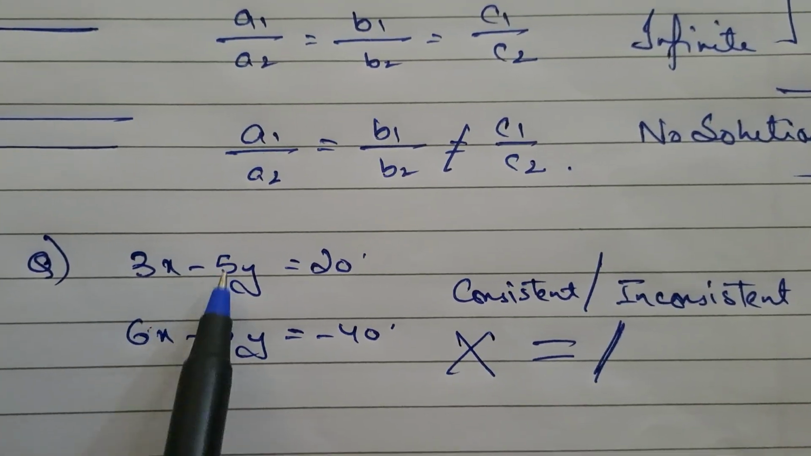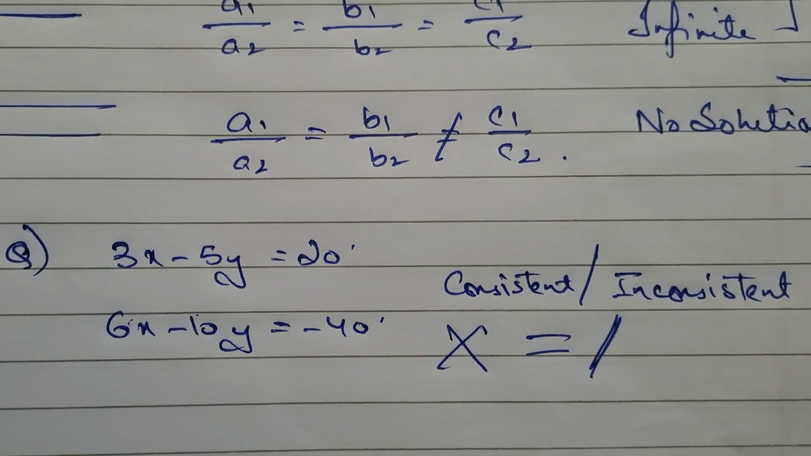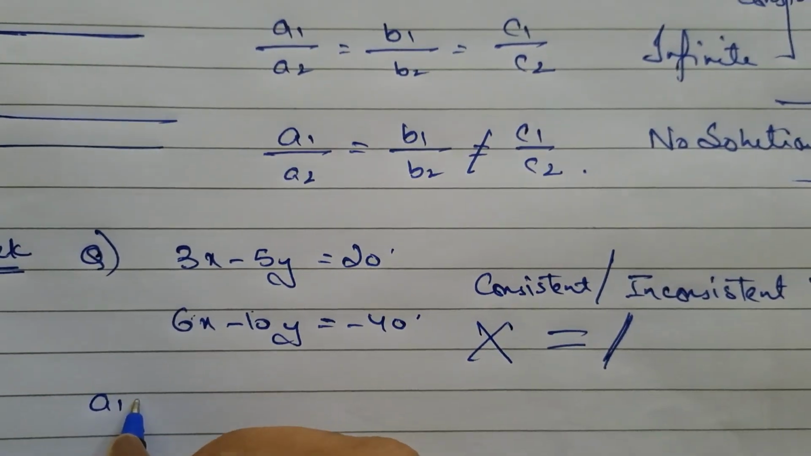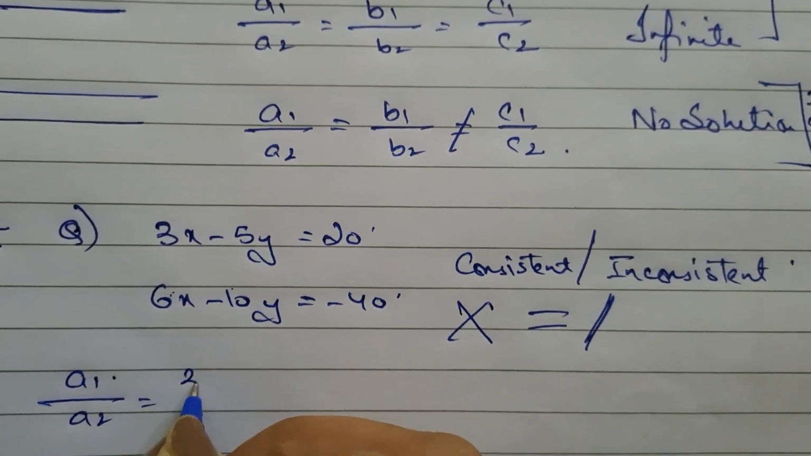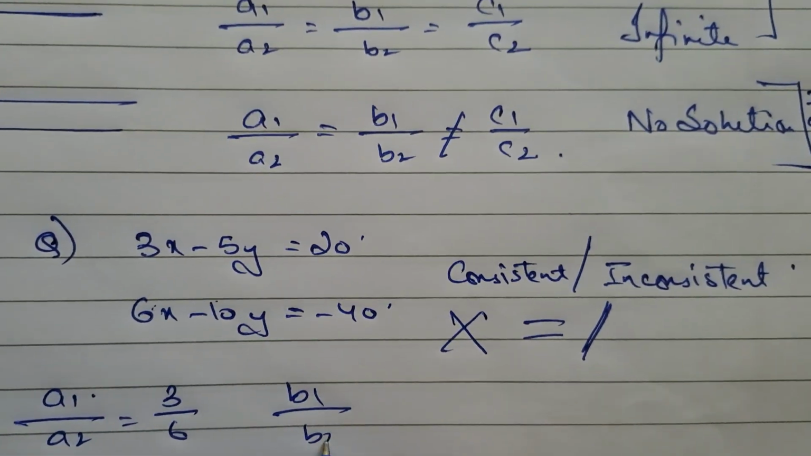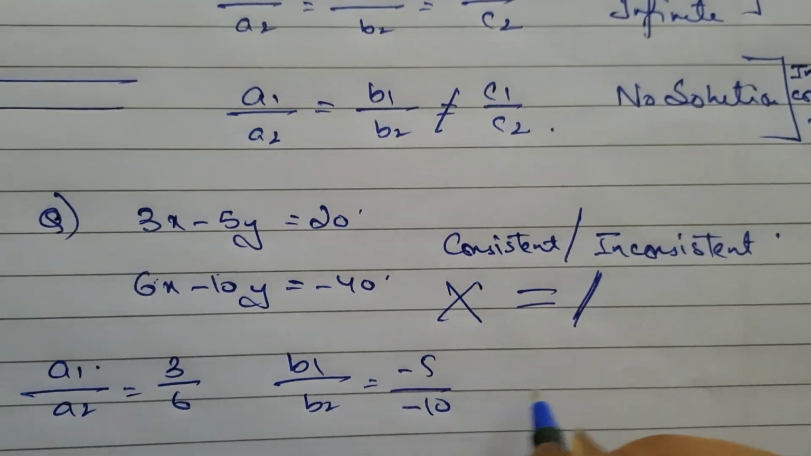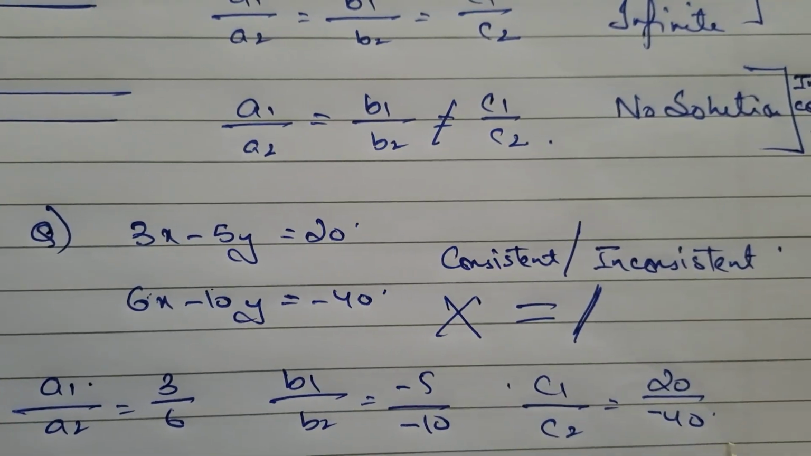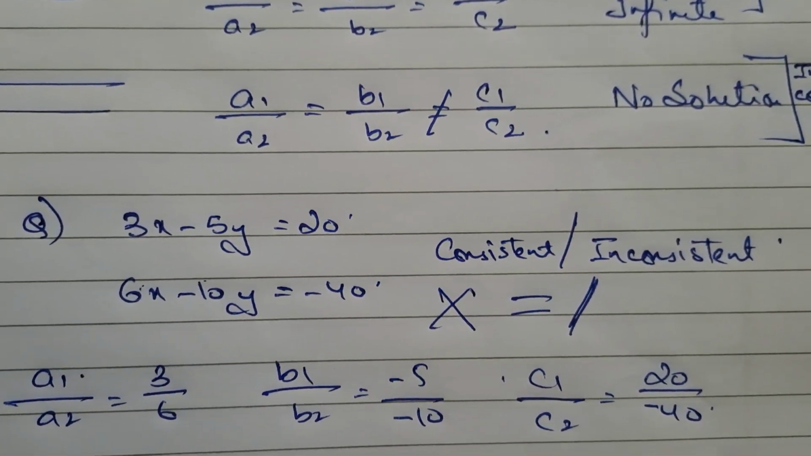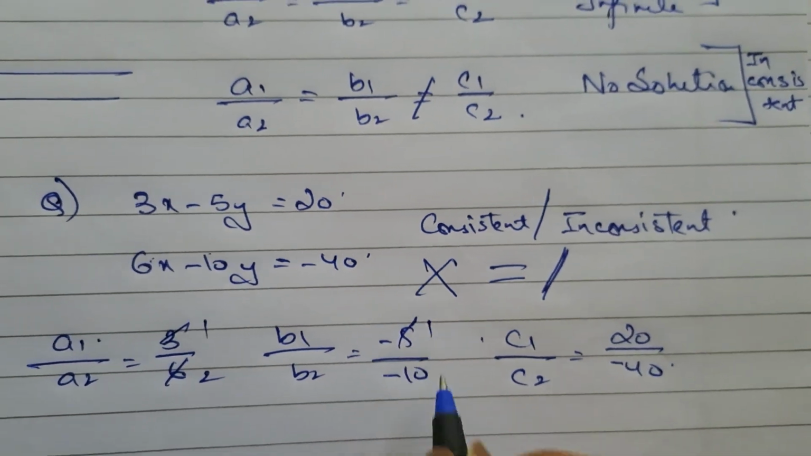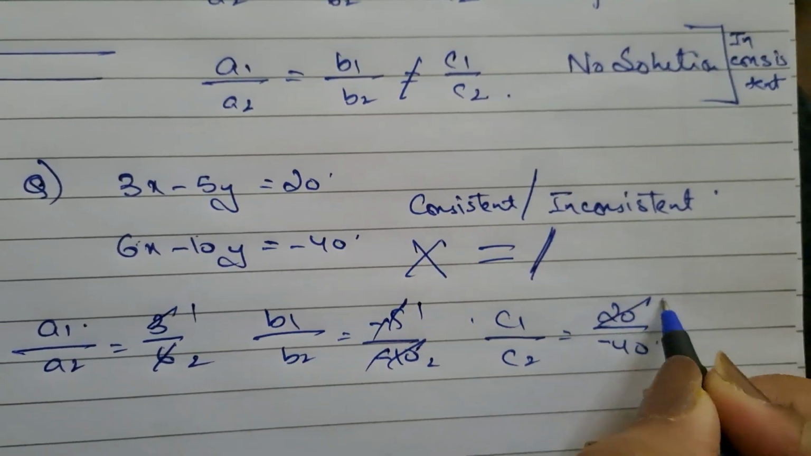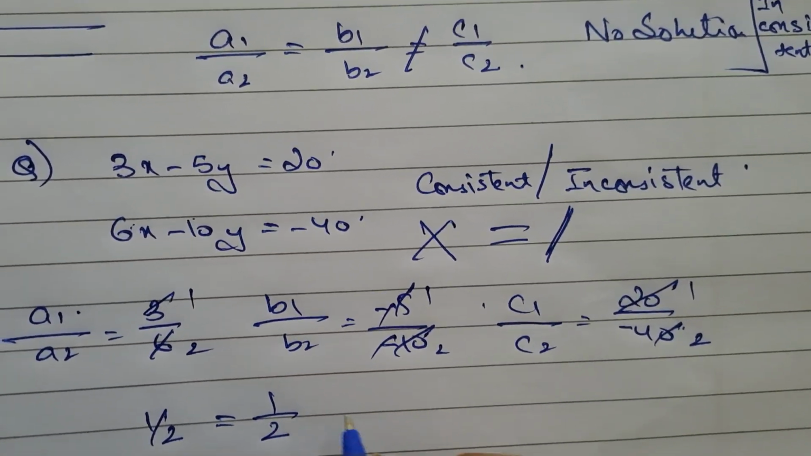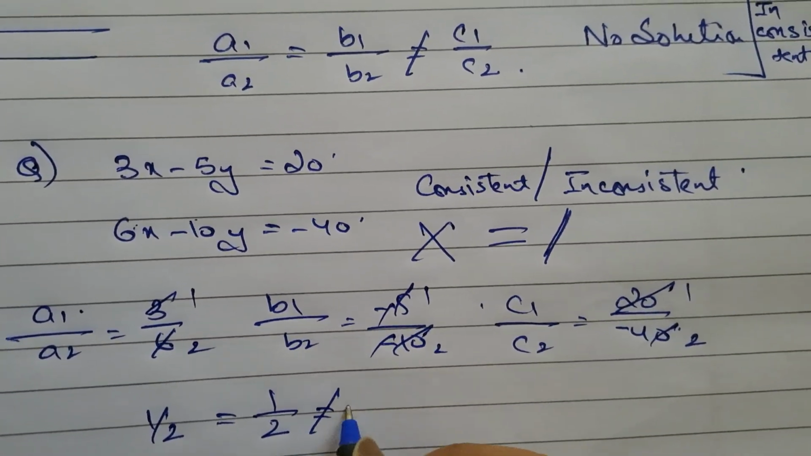So when I'm doing the ratio, I am going to take the coefficients and take the ratio of them. For the first question, a1 by a2 is equal to 3 upon 6, b1 by b2 is equal to minus 5 upon minus 10, and c1 by c2 is equal to 20 upon minus 40. The negative sign gets cancelled in the second, but remains in the third. So the ratio is 1 by 2 equals 1 by 2, but it is not equal to minus 1 by 2.